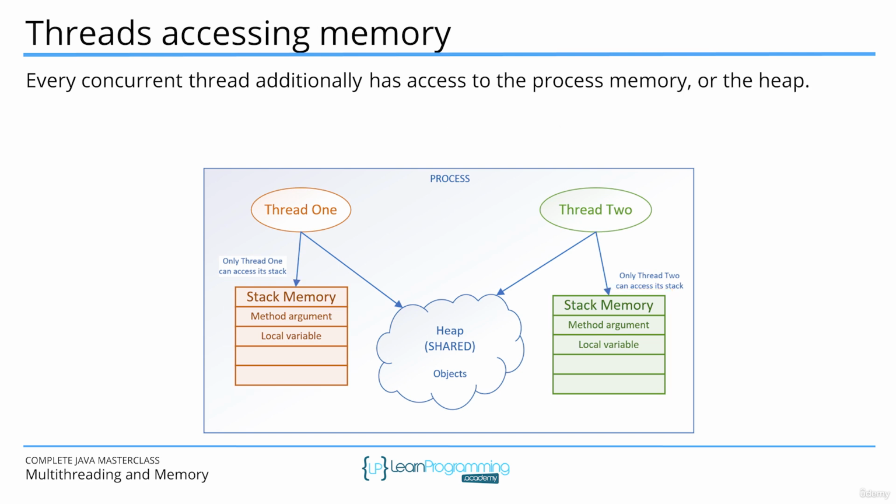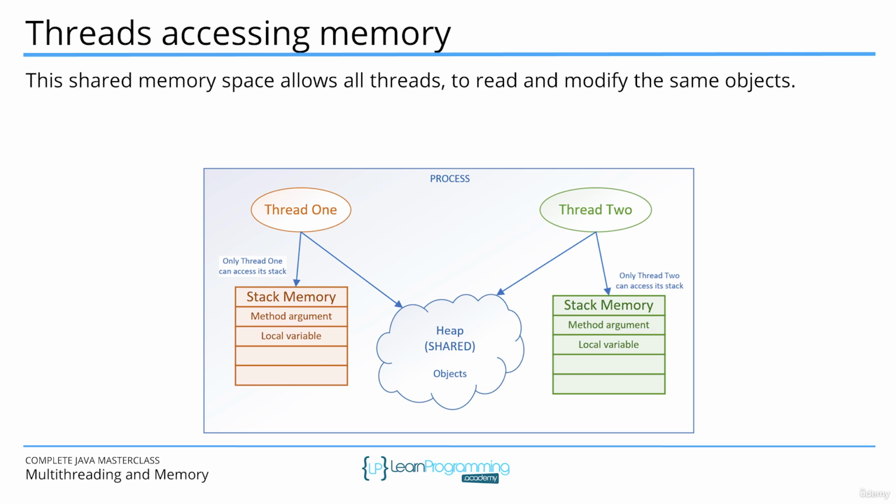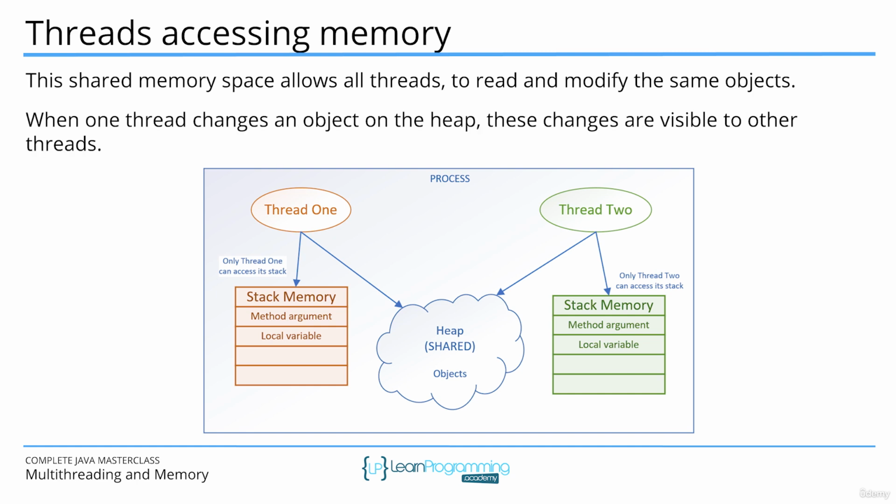Every concurrent thread additionally has access to the process memory, or the heap. This is where objects and their data reside. This shared memory space allows all threads to read and modify the same objects. When one thread changes an object on the heap, these changes are visible to other threads. This has some inherent problems associated with it, which is what I wanted to discuss in this video.